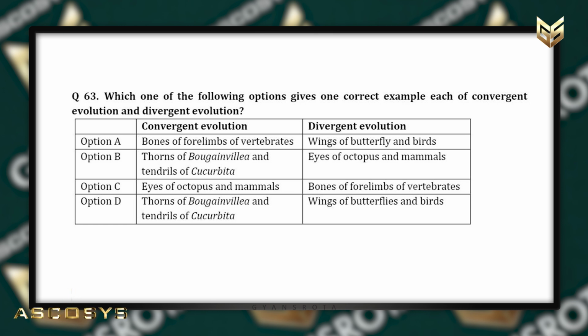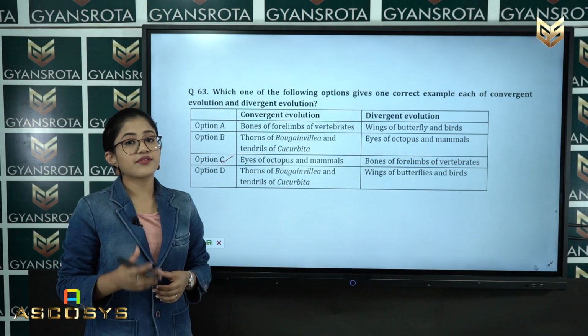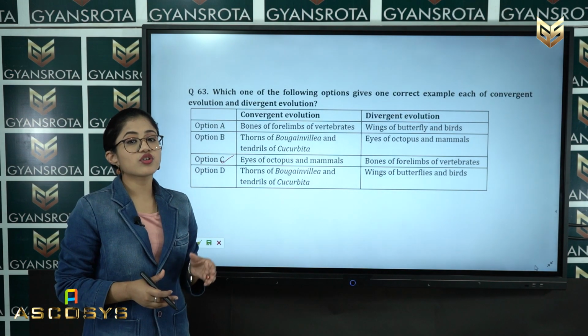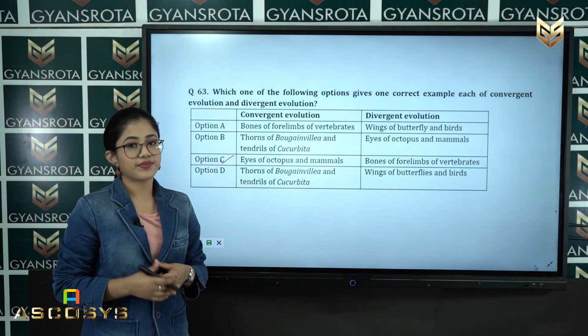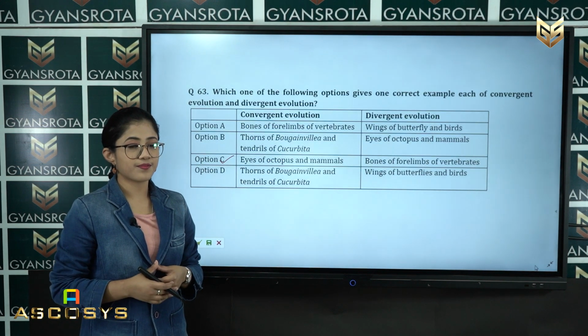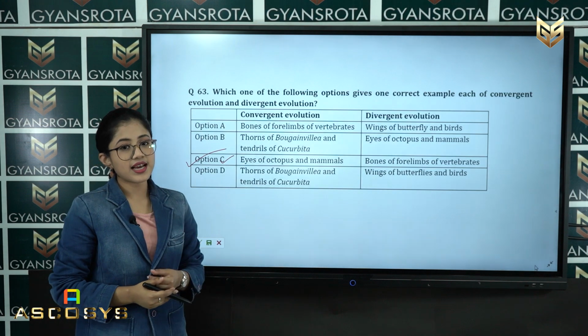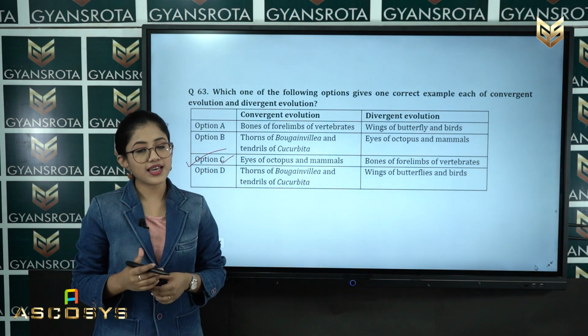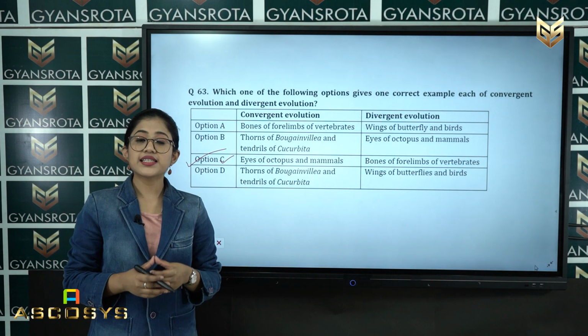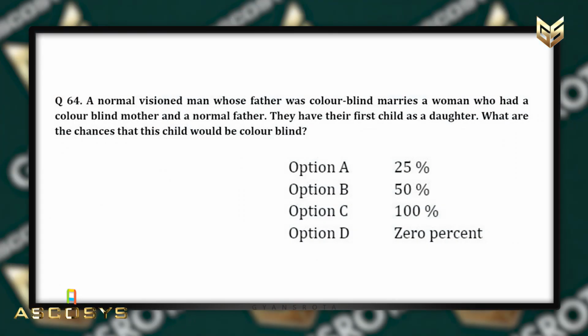And next, in option number D, it is written thorns of bougainvillea and tendrils of cucurbita is the convergent evolution, whereas the divergent evolution is the wings of butterflies and birds. That is the incorrect example. So, among these 4 options, option number C is the correct answer and it has come from the chapter evolution, right. Now, let us see the next question, that is question number 64.